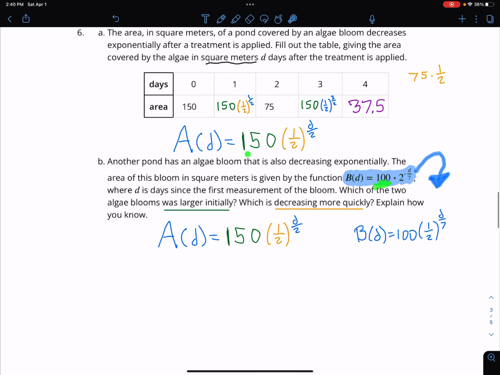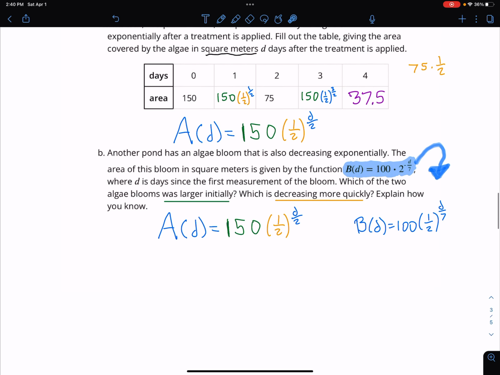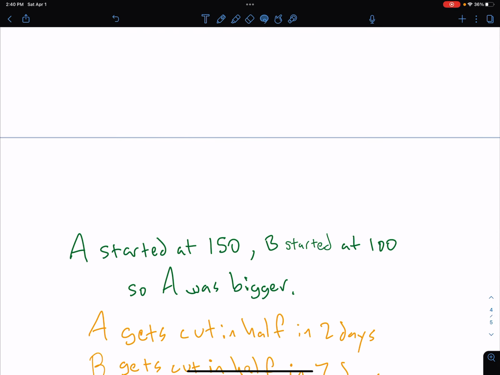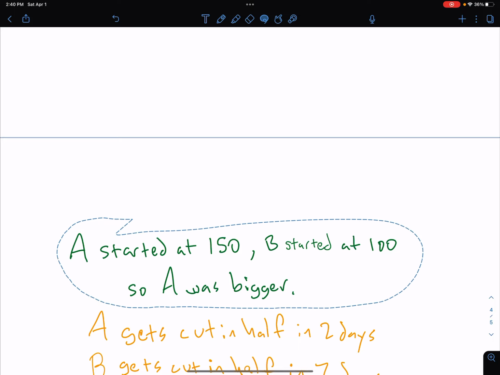So let's say you didn't write this. You're going to look at the 100 where they started at and the 150 where your table started at. You could get this without writing it like that. So A started more at 150. So you know what I'm going to do? I got a little answer written down right here. A started at 150 and B started at 100. So A was bigger.